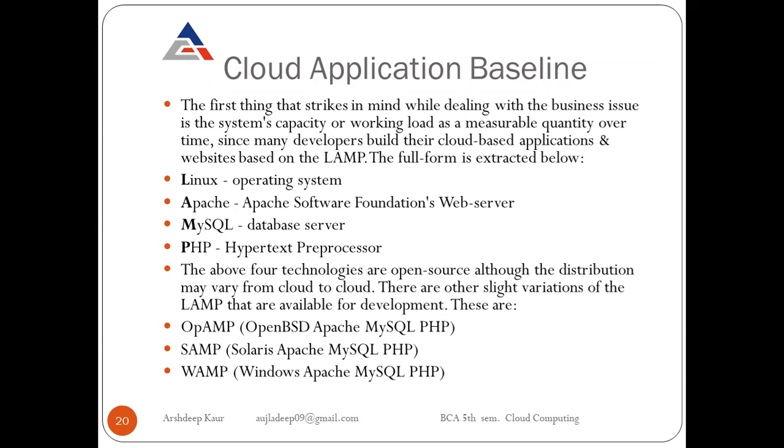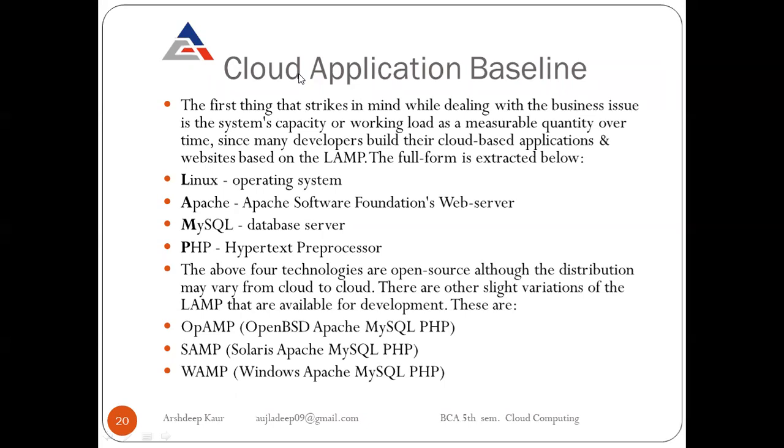Next, we have cloud application baseline. The first thing that comes into the mind when we're dealing with a business issue is the system capacity or the working load as a measurable quantity over time, since many developers build their own cloud-based applications and websites based on LAMP. So when we are working for business, the first thing that should come into my mind is system capacity. How capable is my system to handle the workload? Because workload is everything for any business or organization. If your system is slow and not capable of handling the heavy workload, then you have to pay for that.